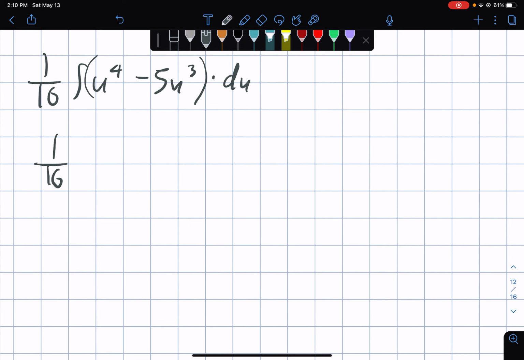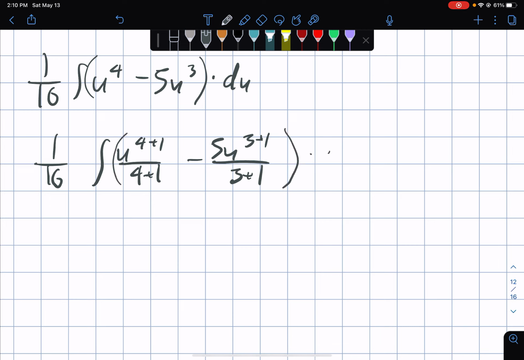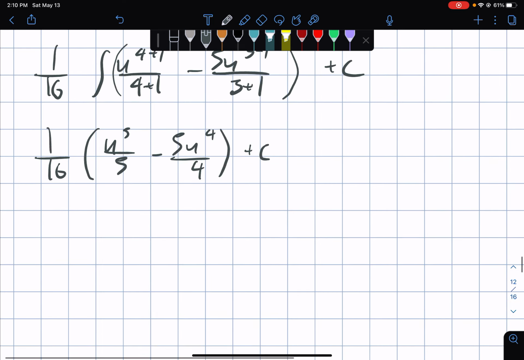Next, we apply power rule. So u raised to 4 plus 1 over 4 plus 1 minus u raised to 3 plus 1 over 3 plus 1. And then we place plus c. 1 over 16 times the quantity u raised to 5 over 5 minus 5u raised to 4 over 4. And then plus c.